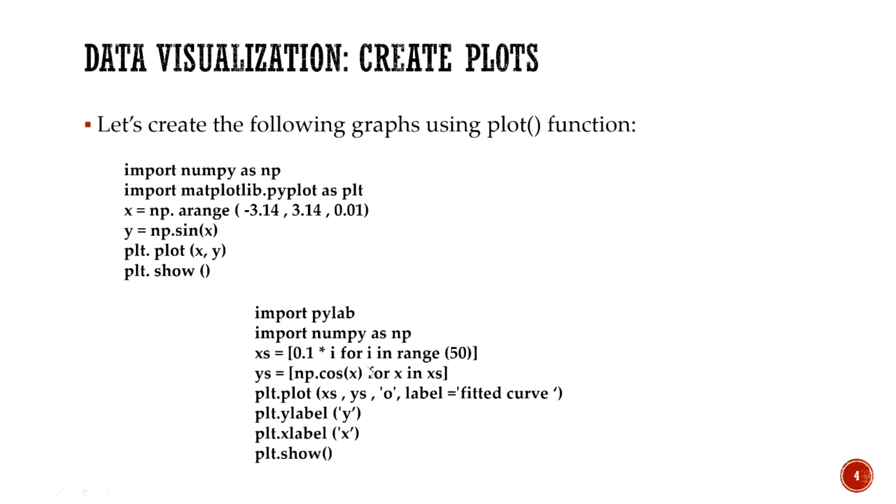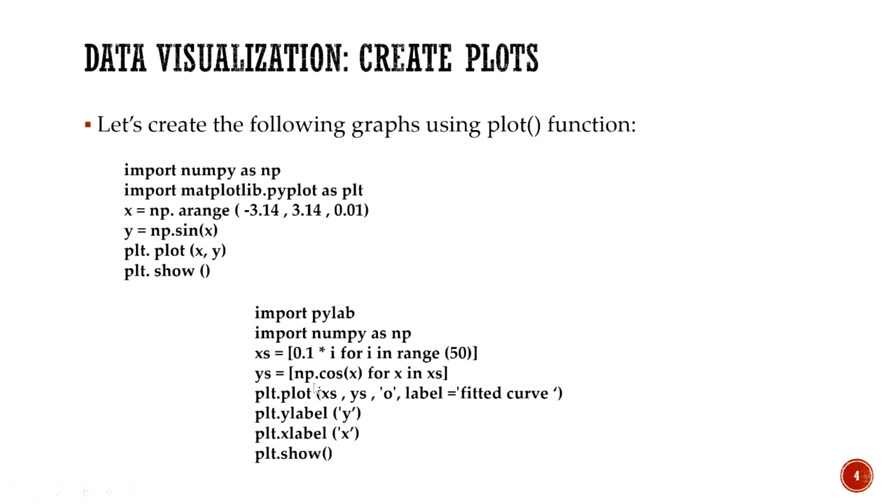In the other example, the data structure is a list. So x is equal to a square bracket. When you see a square bracket, it means that the data structure is a list. 0.1 times i for i in range(50). It generates a list with 50 items, and you can see the for loop is inside the square bracket. Then I want to apply cosine to all elements. Because it's a list, we need to write a for loop which goes through all items in that list.